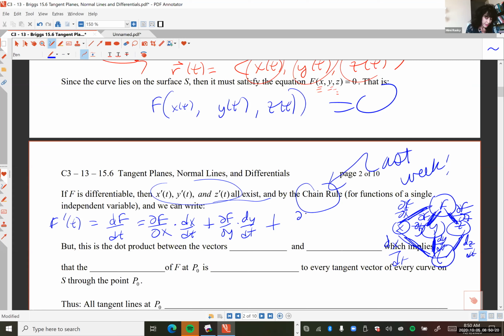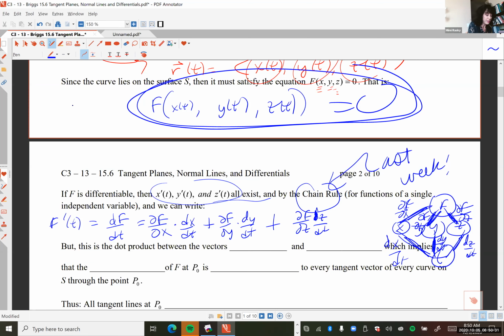So that is that. But then because the function is equal to 0 above, when you take the derivative of both sides, we're basically taking d dt of both sides of the equation. The right-hand side, so the equals here, what is the derivative of the right-hand side? Well, it's the derivative of 0.